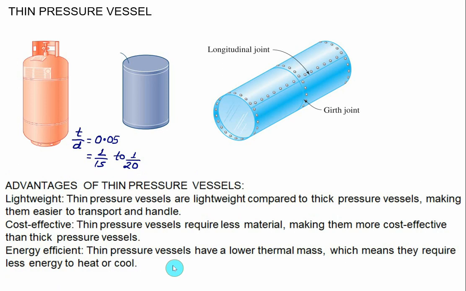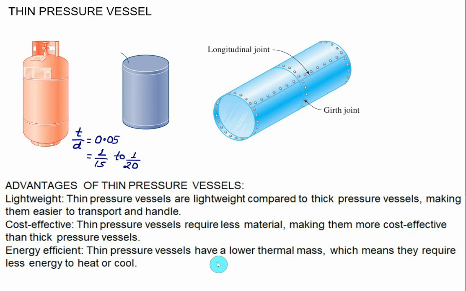There are numerous advantages of thin pressure vessels over thick pressure vessels. First is the weight, second is cost effectiveness, and third is energy efficiency. Thin pressure vessels are lightweight compared to thick pressure vessels, making them easier to transport and handle. Thin pressure vessels require less material, making them more cost effective than thick pressure vessels.